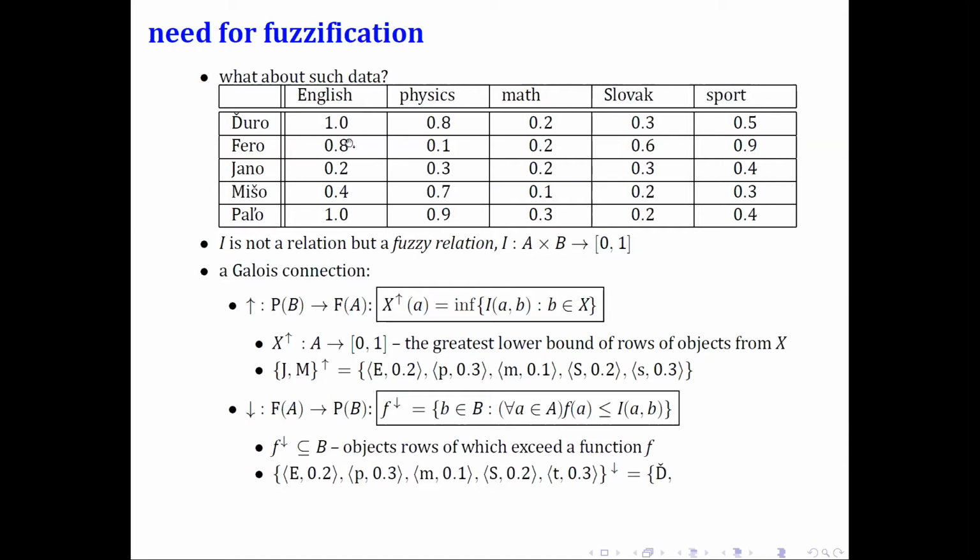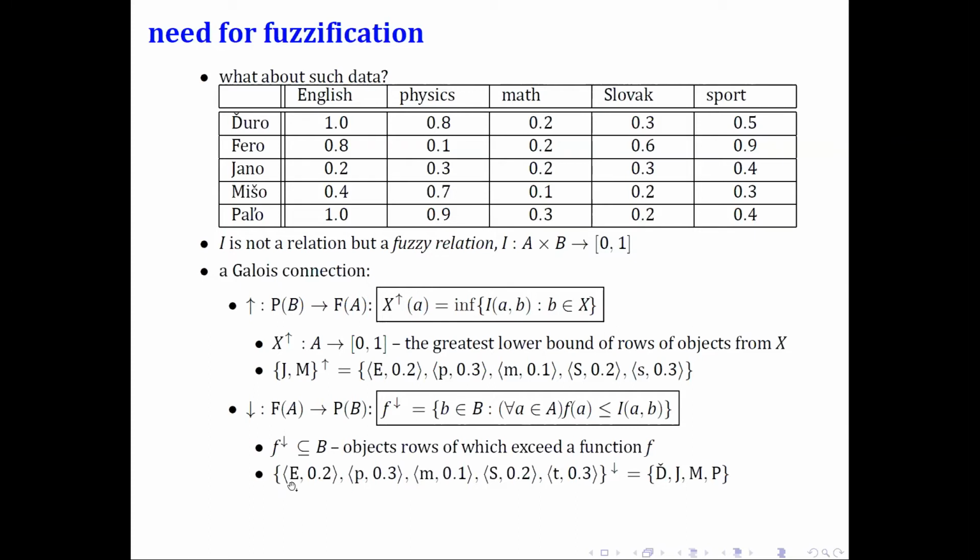But Fero's English is better than 0.2, but physics is worse than 0.3. It means that Fero will not be in this result. Jano, okay, we can control it. Misho, Palo, and so on. It means that if we have some function from FA to PB, then we obtain the result from PB. FA means fuzzy function from A.